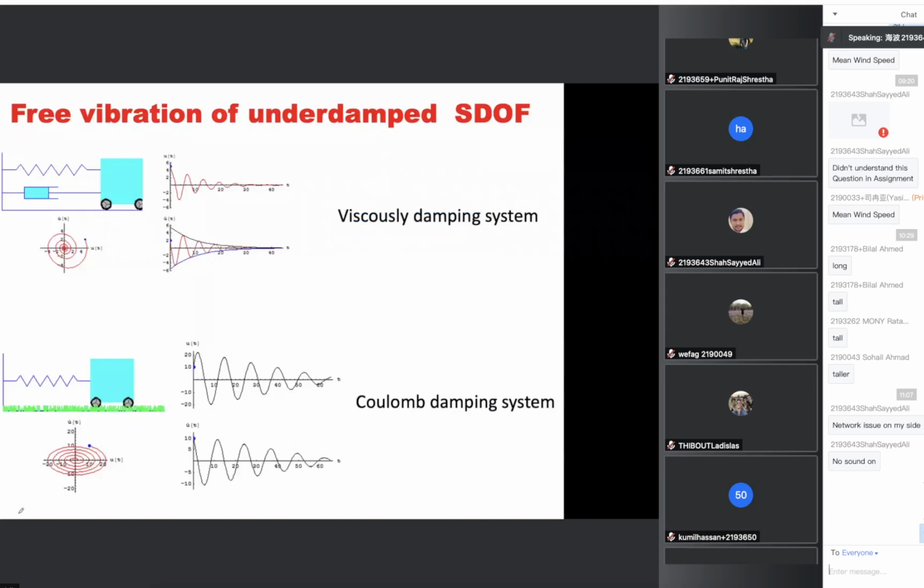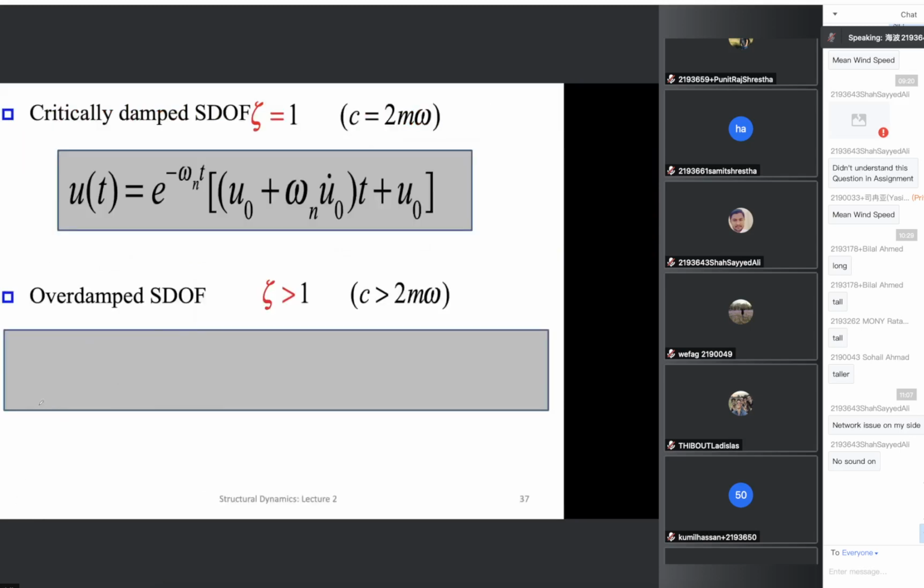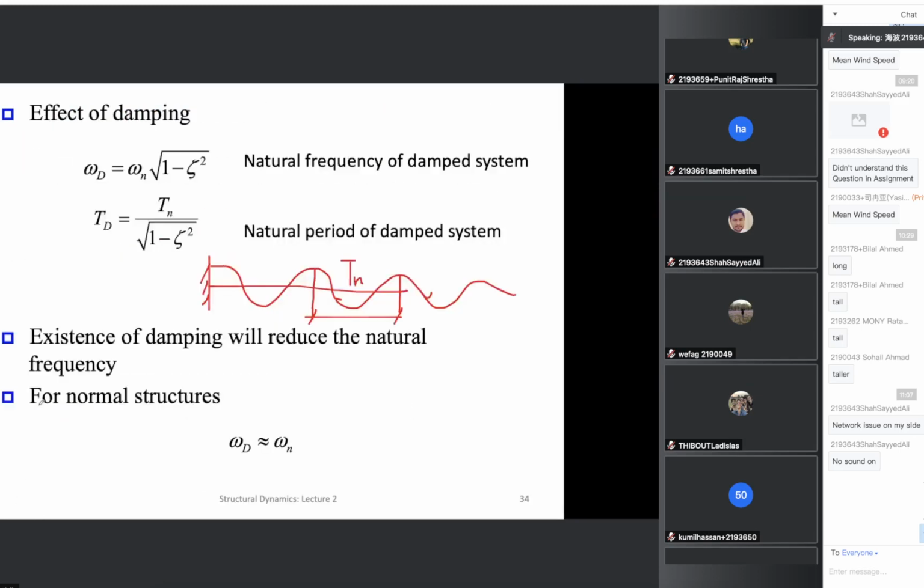Any question? Yeah, please. About the TD. Since we have decay of motion, how can we define the TD according to the figure? Is it the first period? I mean, if you have the figure of the vibration, is the TD the first cycle?